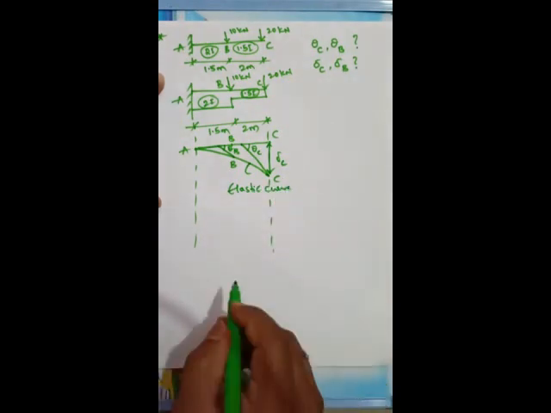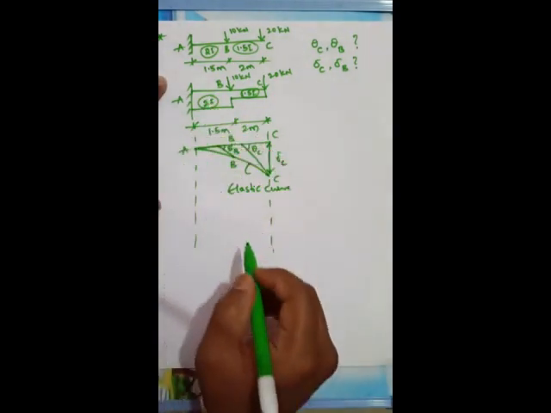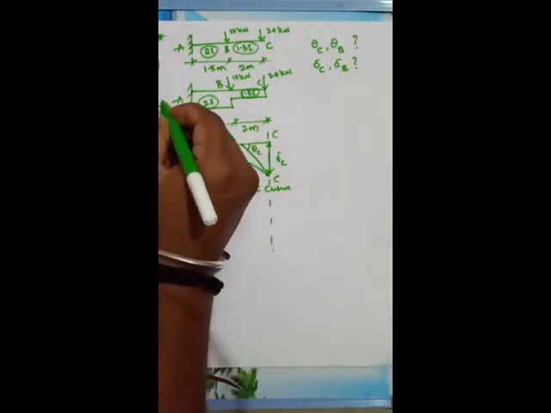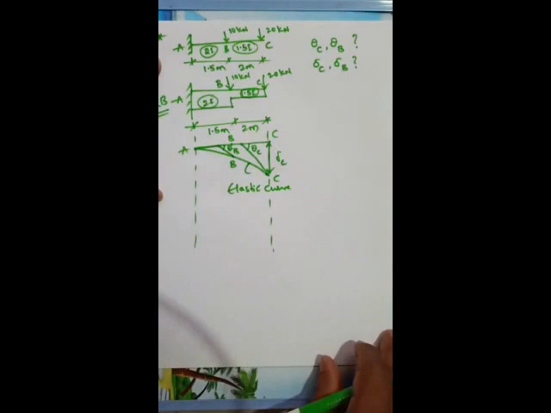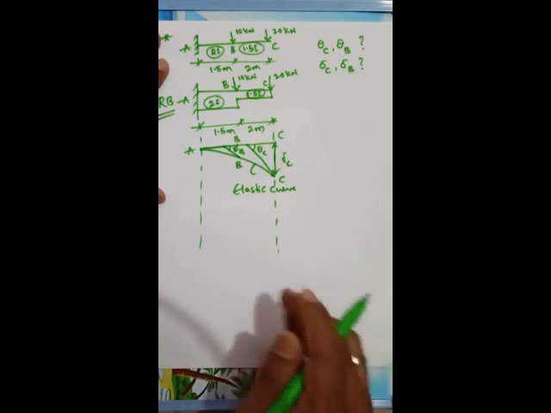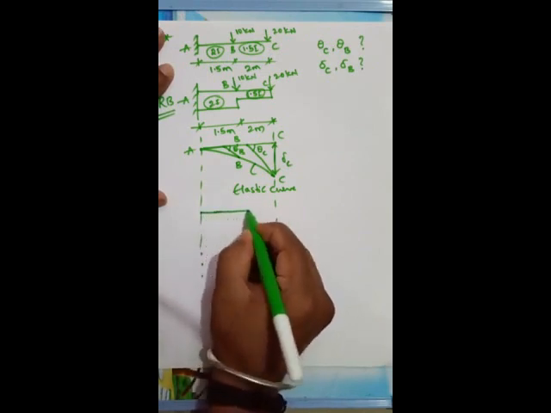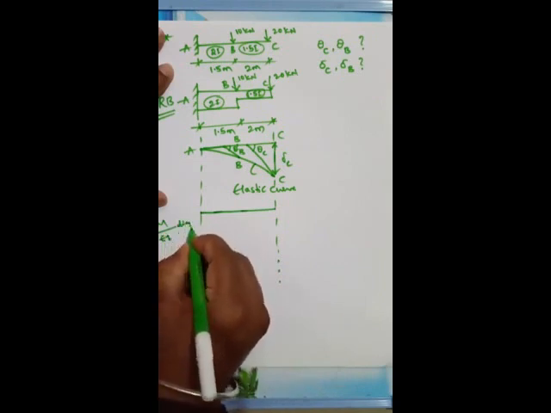You need not worry about this elastic curve. In all the problems, if you are comfortable with it, you can directly solve by the conjugate beam method. In the conjugate beam method, first we need to assume the real beam. The real beam is the original beam, that is the given problem. This or this, both are the same. The given problem is the real beam or original beam. Next I need to draw the bending moment diagram, that is the M by EI diagram.